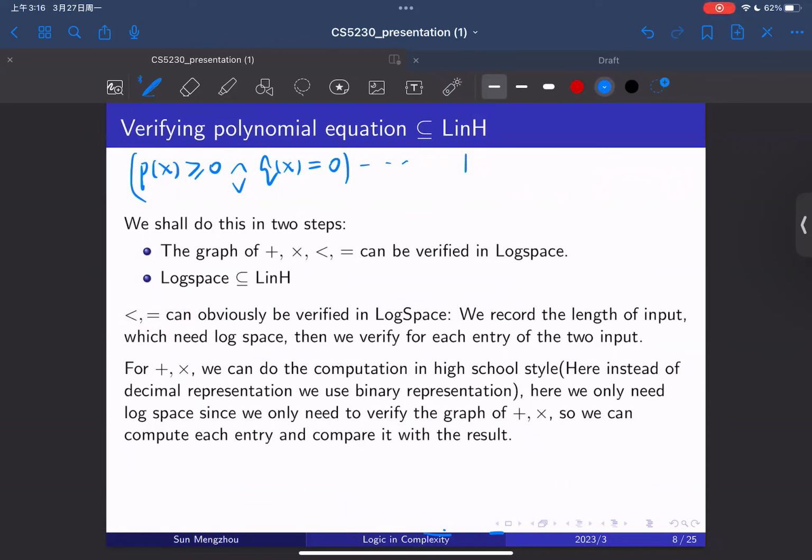So let's say we have 10111 and we want to check whether it is the same as 10101. We want to check whether this is true. And here is the input. So the first thing is we record the length of the input, which needs log space. So here the length would be 5.